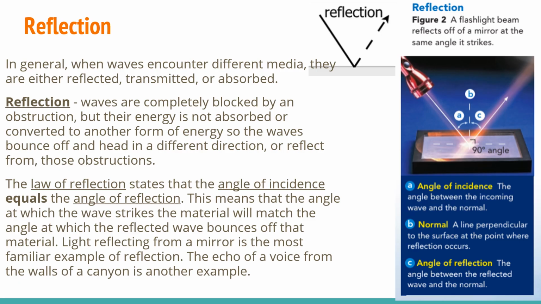What is a reflection? The law of reflection states that the angle of incidence equals the angle of reflection. This means that the angle at which the wave strikes the material will match the angle at which the reflected wave bounces off that material. Light reflecting from a mirror is the most familiar example of reflection. The echo of a voice from the walls of a canyon is another.